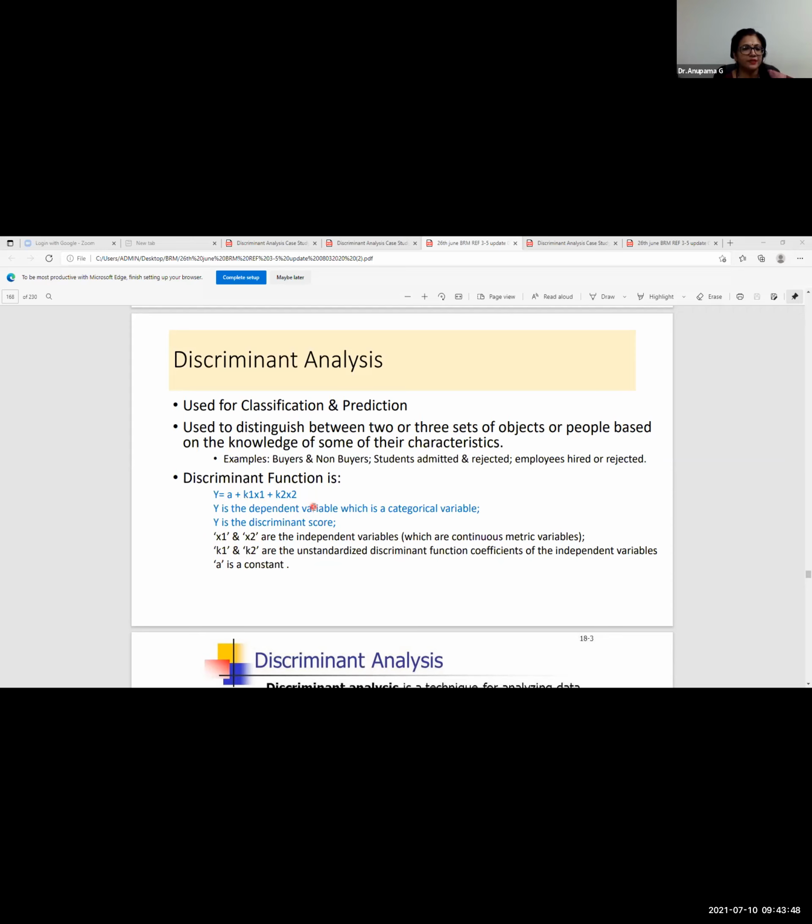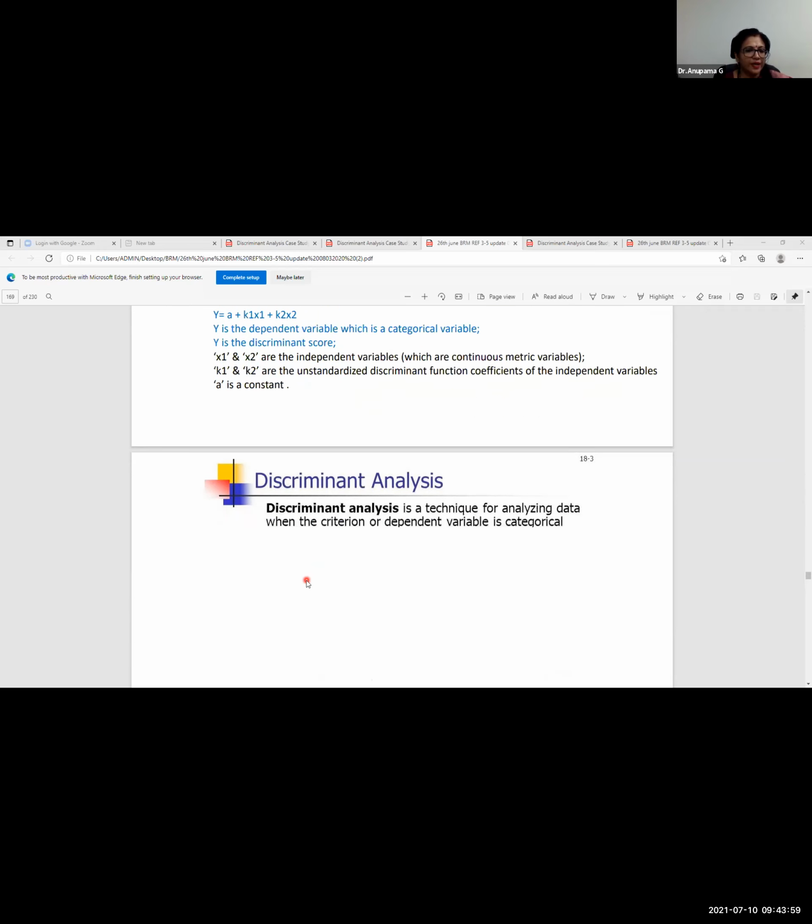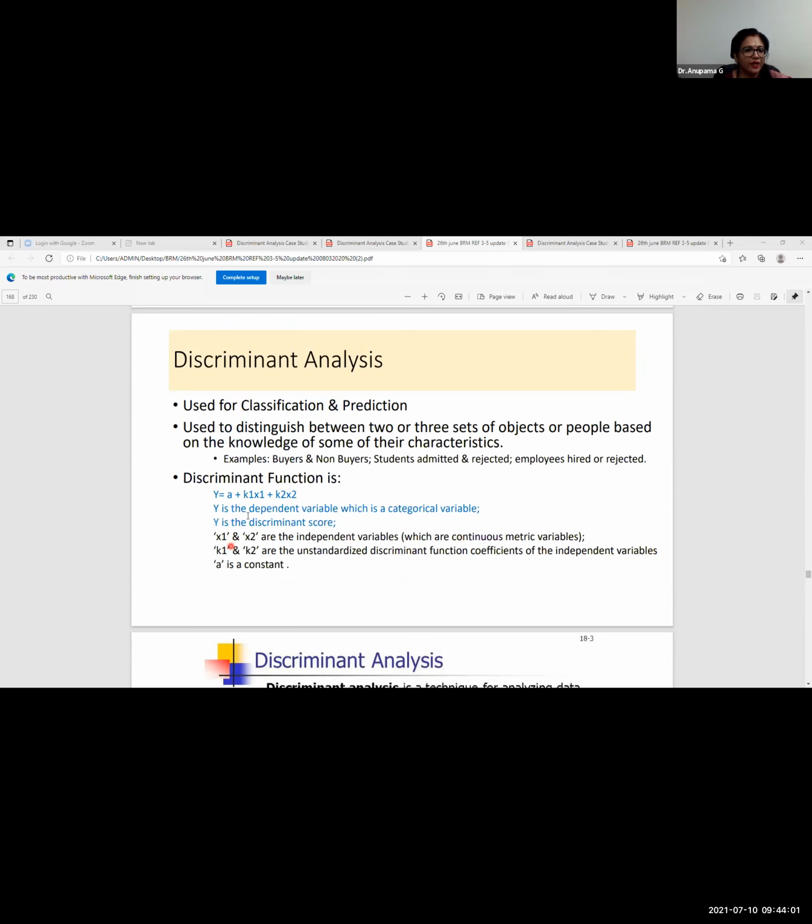So in the case study example, we saw annual income was x1 and household size was x2. The K1 and K2 that you get, the value of the coefficients, will actually determine which of the independent variables is more important in determining the value of Y. All right. So standard form is Y is equal to A plus K1 x1 plus K2 x2.